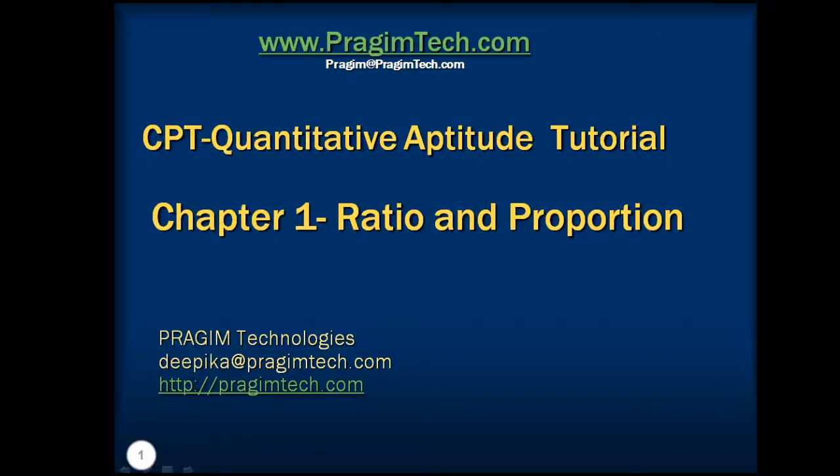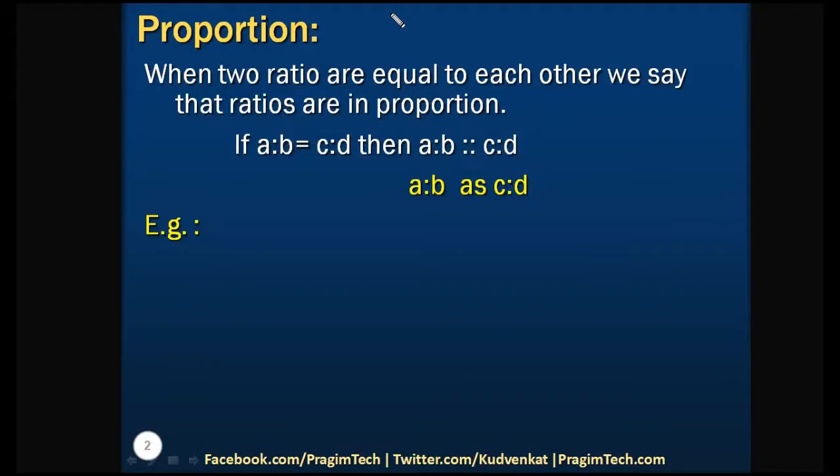In this video, we'll discuss what is a proportion and properties related to proportion. Students, let's see what is a proportion. When two ratios are equal to each other, then we say that those two ratios are in proportion. Let's consider A is to B equals one more ratio C is to D. Then we can represent it as A is to B as C is to D. That indicates that these two ratios are equal to each other.